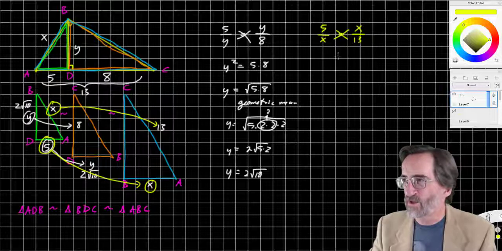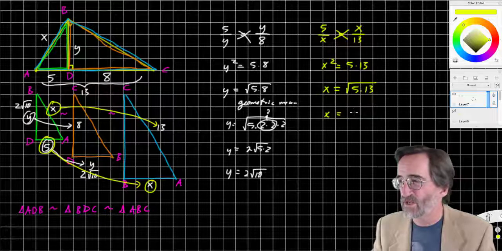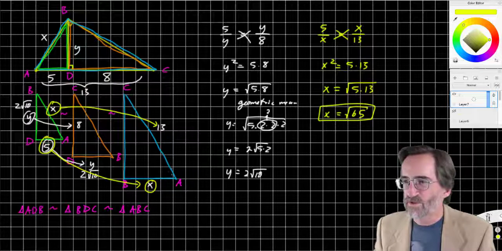Cross multiply. X squared is 5 times 13. Square root, X is the square root of 5 times 13. That doesn't factor or simplify, so 5 times 13 is 65. So X is square root 65.